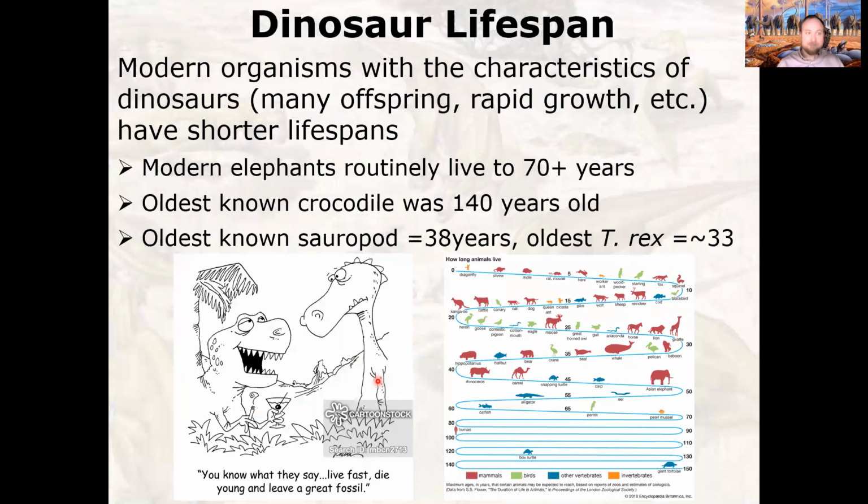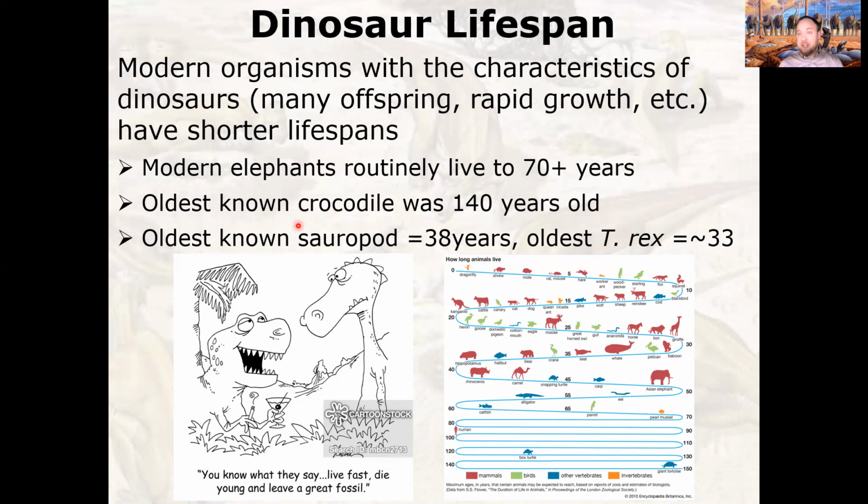So how do we know that? Again, a lot of modern organisms that have the characteristics that dinosaurs have, the many offspring, dozen-ish eggs, rapid growth to maturity, tend to have shorter lifespans. Modern elephants, giraffes, larger mammals, tend to live pretty long. Elephants are recorded to have lived 70 plus years. In captivity, they can last a little bit longer even. The oldest documented crocodile was 140 years old, so that's tremendously old. There's evidence of even older creatures than that.